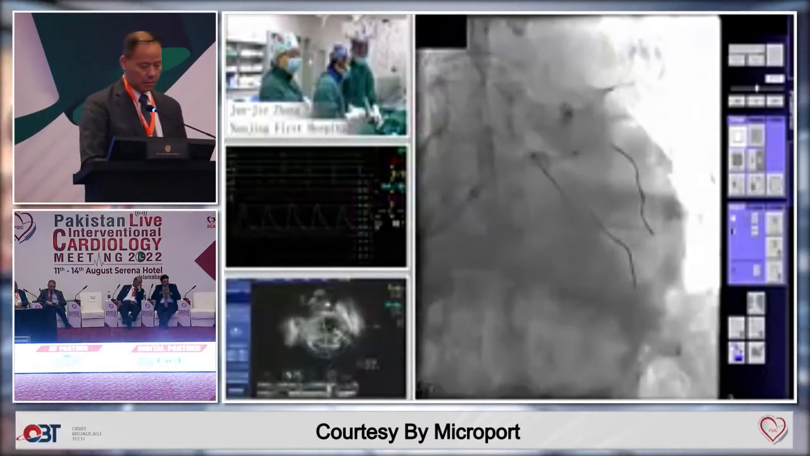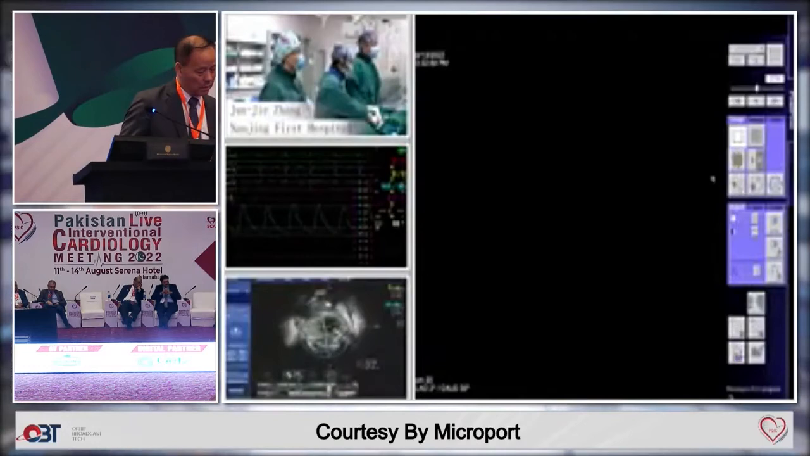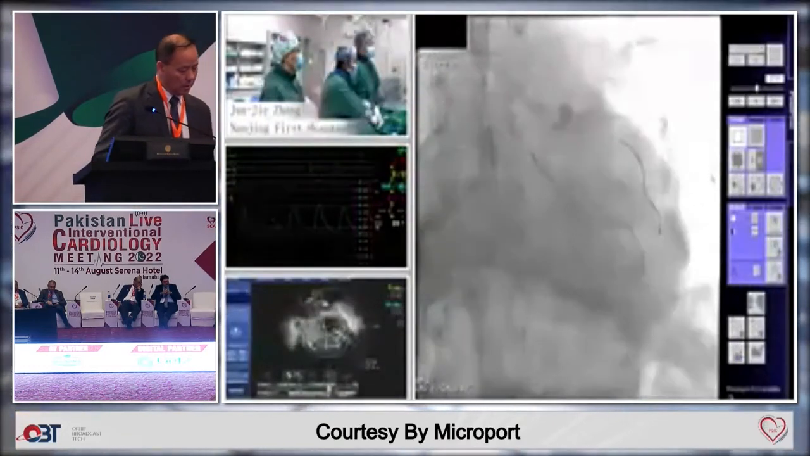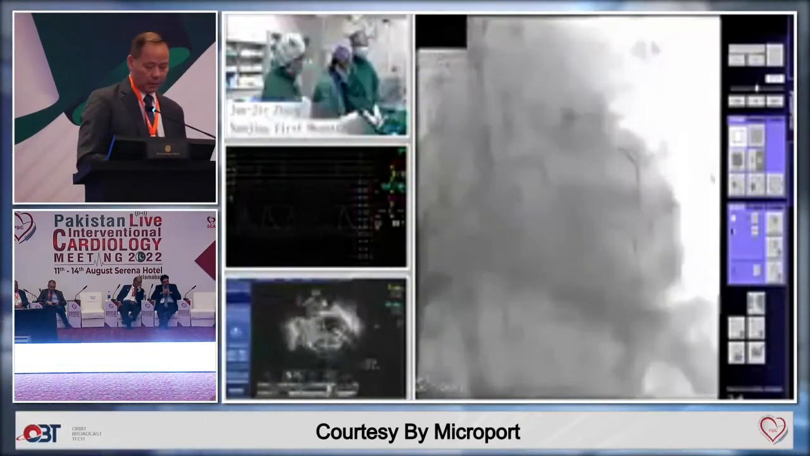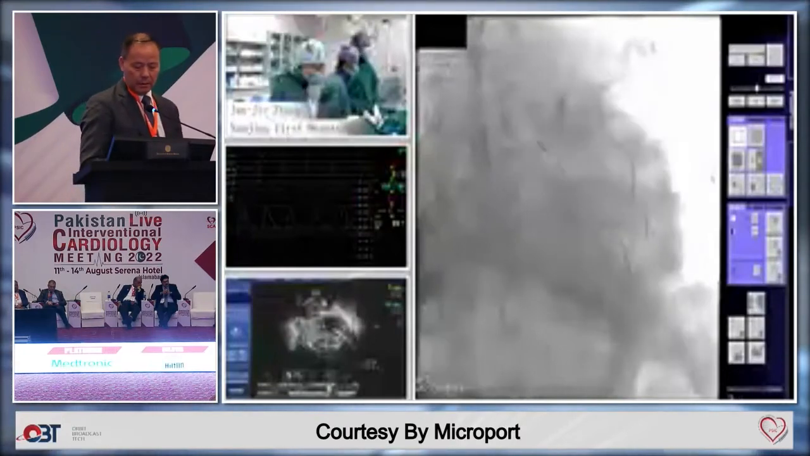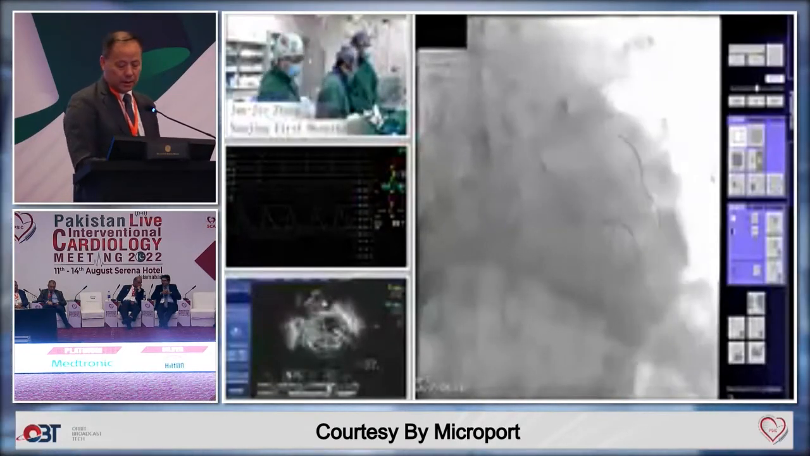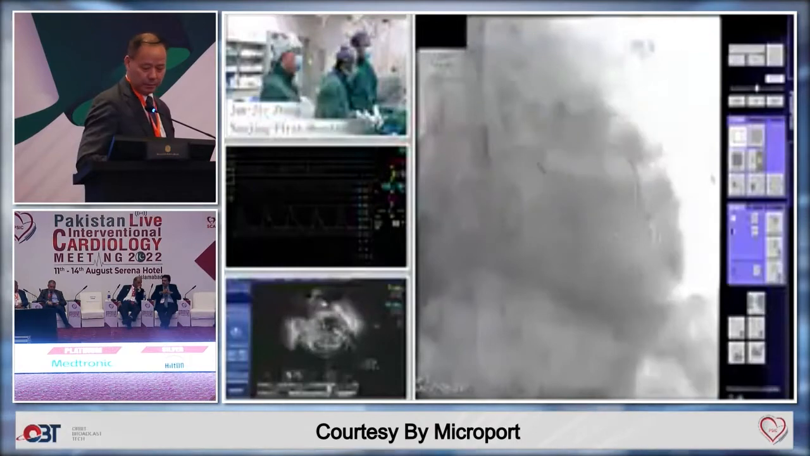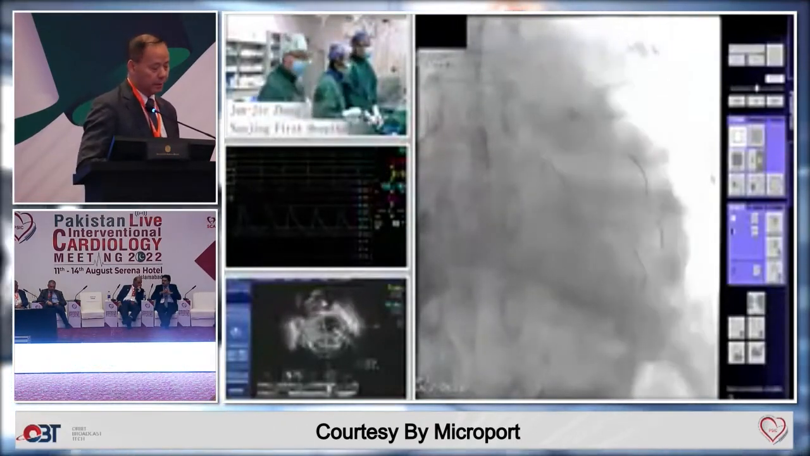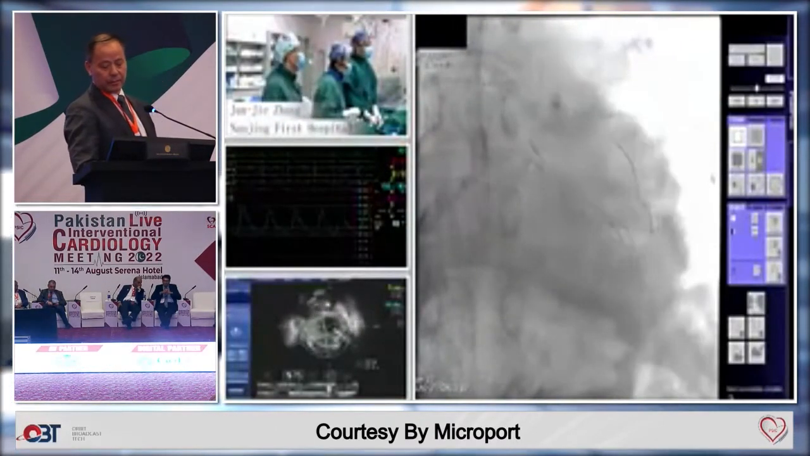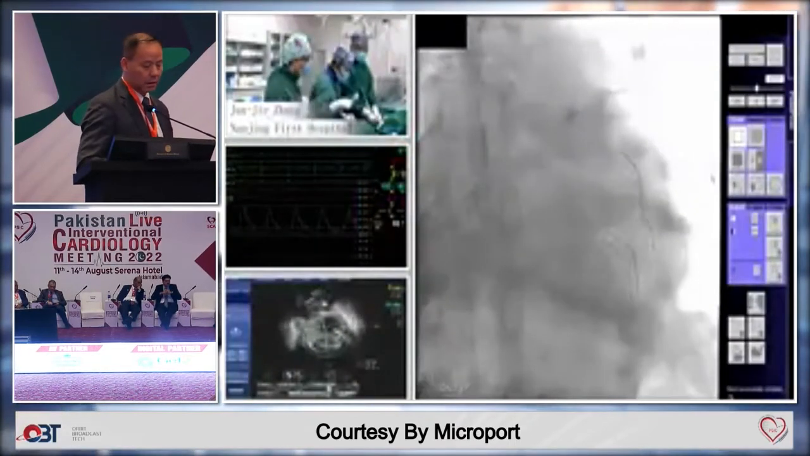Yeah, next. Please give me a 2.75 by 23 stent. Do you think a spider view is the best view to separate the circumflex from the obtuse marginal? Yeah, I fully agree. So please go to the spider view.